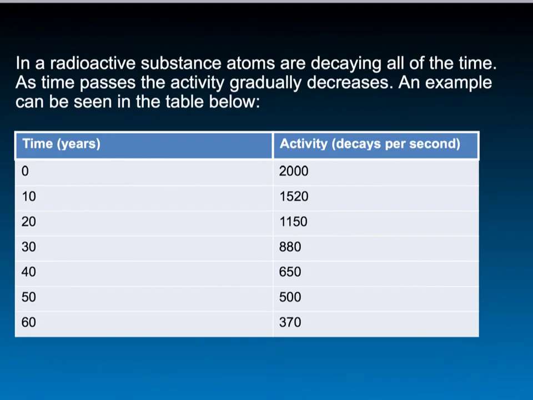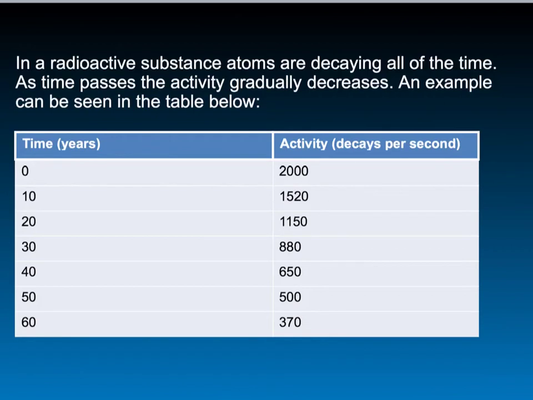A substance that contains radioactive atoms gives out radiation all of the time. The nuclei within it decay. As you know, the number of these decays per second is called the activity. In a radioactive substance, atoms are decaying all of the time. As time passes, the activity gradually decreases. An example can be seen in the table below. At time 0, the activity is 2000, and then if we go to 60 years, the activity has decreased to 370.